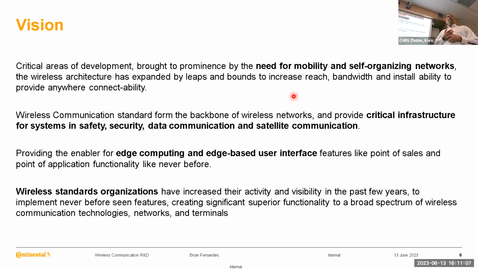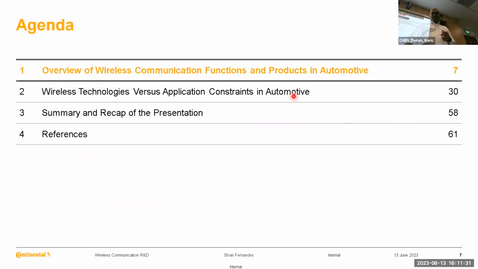And then, of course, you see wireless standards organizations worldwide are becoming significantly more active, significantly more critical in terms of defining the functionality. They're becoming important in terms of standardizing functionality across OEMs, across countries, and across features. So first, I give you an overview of what we have in the wireless world, some of the latest gadgets, so to say, in high-end vehicles, and then we look at the constraints.